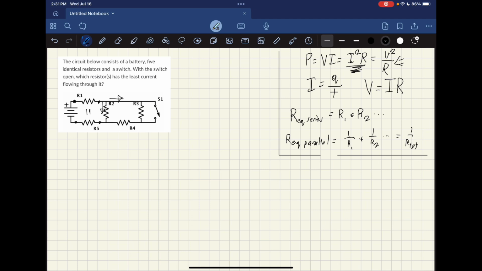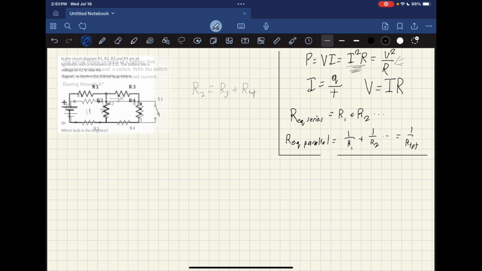The current through R1 and R2 is going to be equal, and then the current through R2 is going to be equal to that through R3 plus R4. So this means that R3 and R4 have to be less than R2. And R2 is less than R1 and R5 because it splits right before it gets to R2.